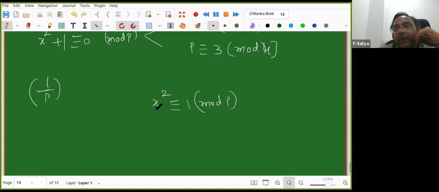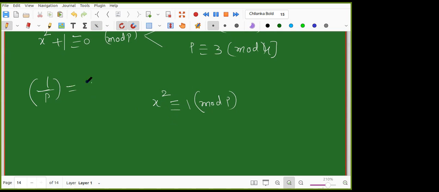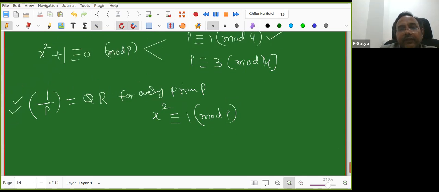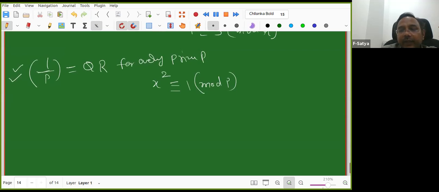No, what you can substitute? 1. So this is always a quadratic residue for every prime. Now there is no restriction on the prime. In fact, any n. So this is true for every case. So this is not interesting. -1 is interesting. We are done.